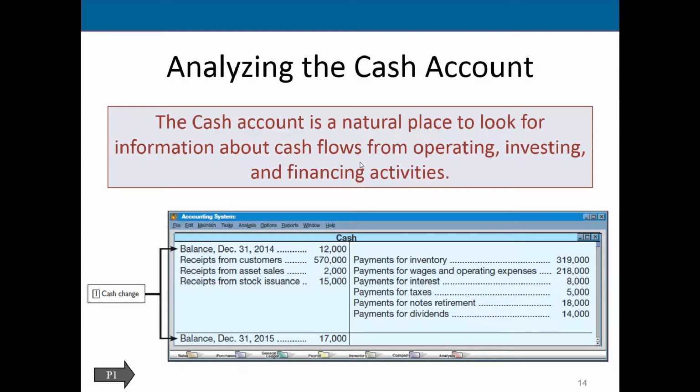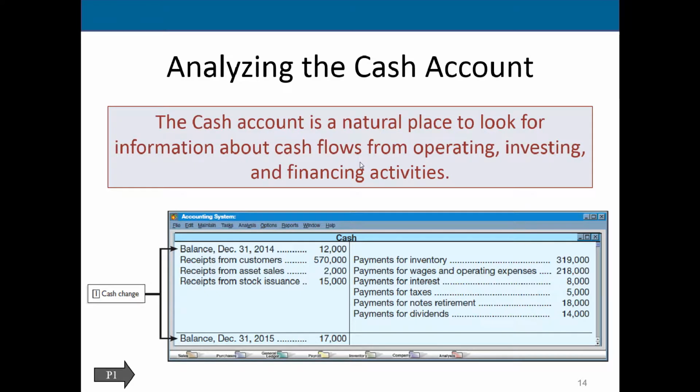So if we were to just analyze the cash account, I mean, why can't we do that? Let's just analyze the cash account. And here's a very simplistic view. This is from an old piece of accounting software called Peachtree. But if you look at the cash account, look over on the left. That's cash inflows, right? We know that those are debits into cash. That's cash coming in.